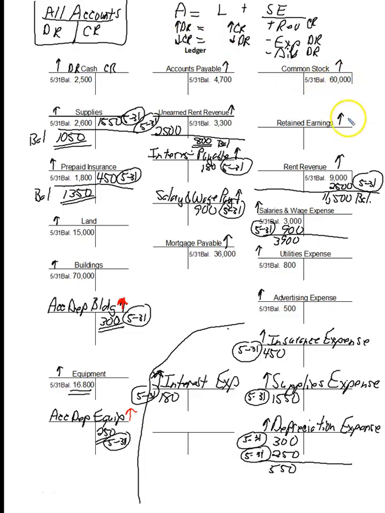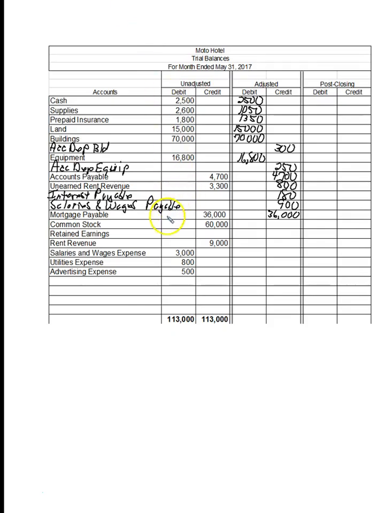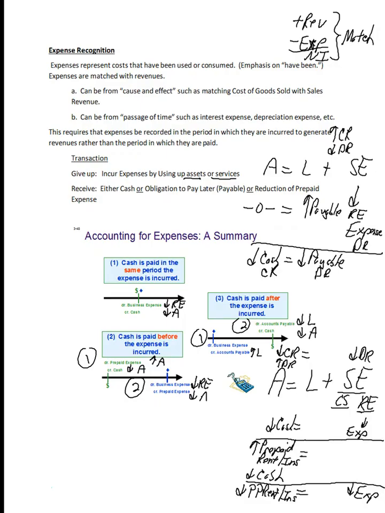Common stock at 60, nothing in retained earnings, revenues 11.5. So let's go put in those credits. So common stock stayed at 60,000. We still don't have anything in retained earnings. And rent revenue now is 11,500. Okay, they had already listed salary. So let's go to our expenses.